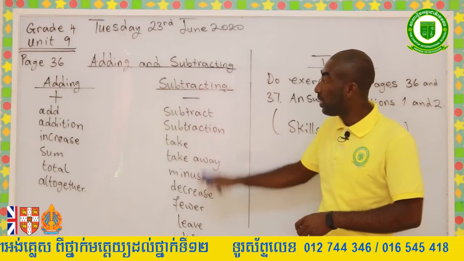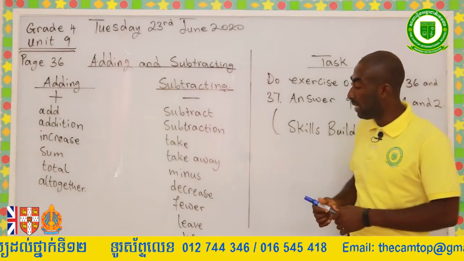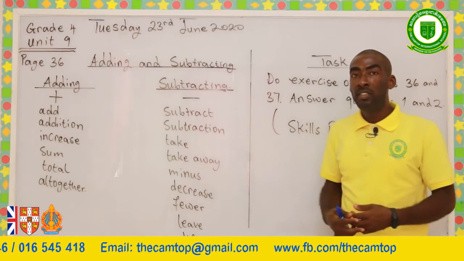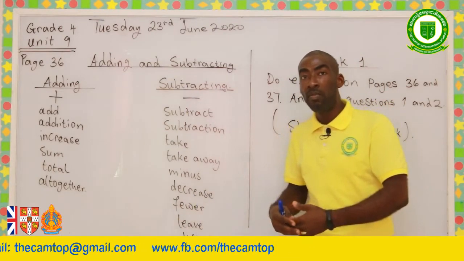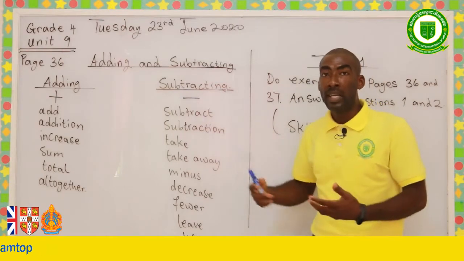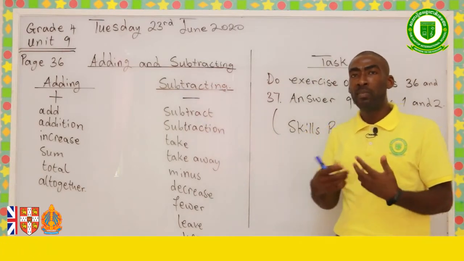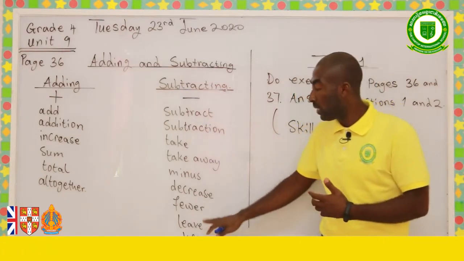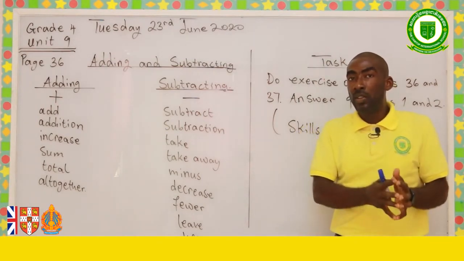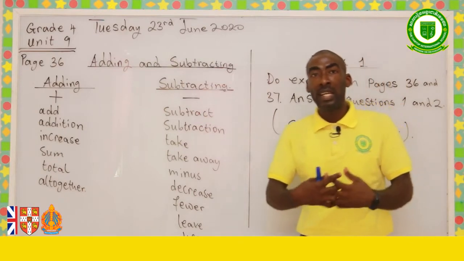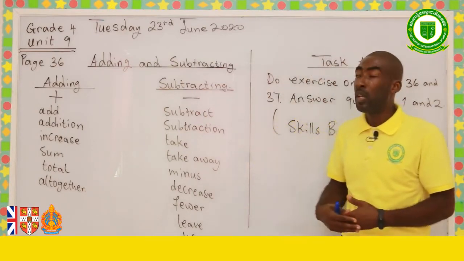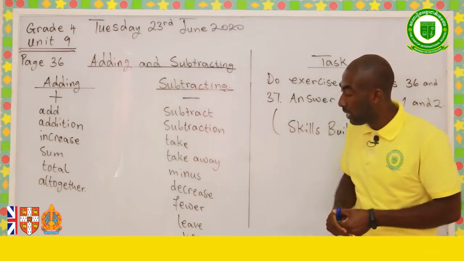Okay, so fewer means relating to minus that you are dealing with. Leave means to go. That means you are dealing with minus. So how many of the birds left? Which means they are leaving. Left. So the quantity that you have and the portion that left. The portion that left is the leave aspect of your minus that you are dealing with.